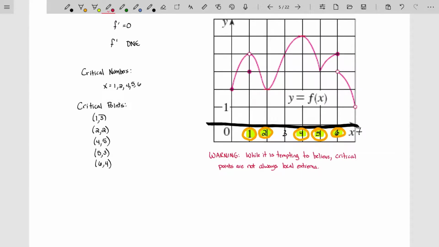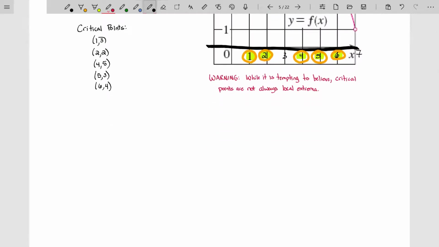So let's go ahead and just show you what I mean. Let's suppose that we have a function that looks like this. It flattens out momentarily and continues up. It's called y equals x cubed or something like that, right? And notice right here, let's just pretend that f prime is equal to 0 right there. It just flattens out momentarily. But it's an increasing function otherwise.